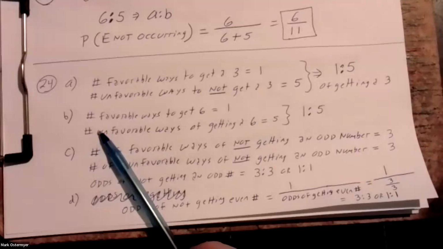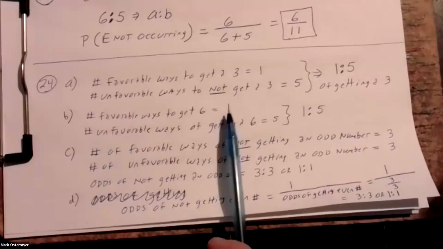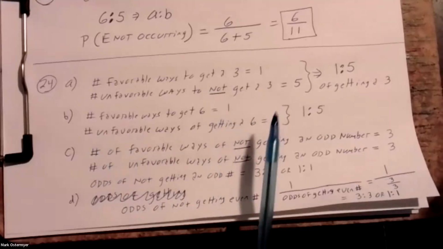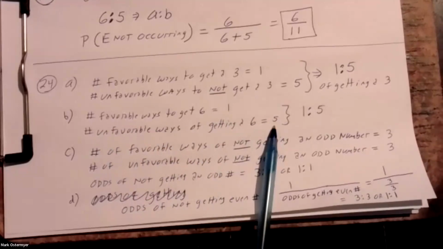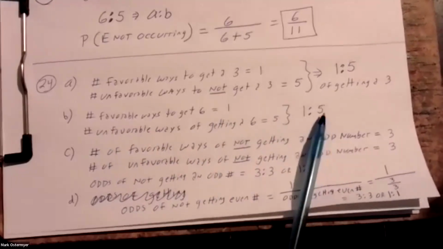What are the odds of rolling a 6? Well, there's 1 way to roll a 6 versus 5 ways of not rolling a 6. So the odds would be 1 to 5.